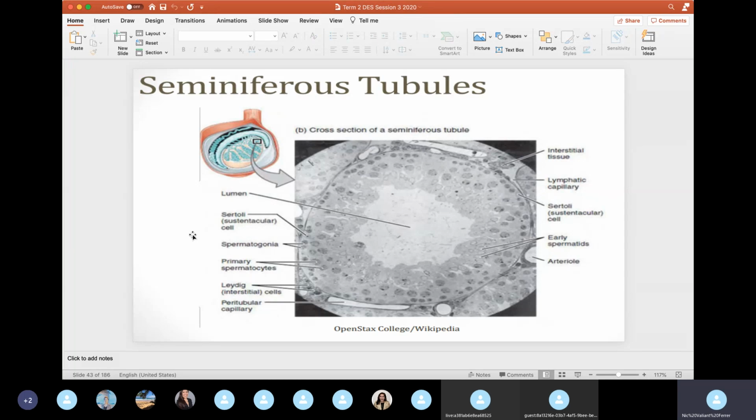Now this is like a cross section of your seminiferous tubules. Here you can see your Sertoli cells, right? They are around your developing spermatids. Where are the Leydig cells? Are they inside the tubule? No, they are outside the tubule, actually. The Leydig cells are your interstitial cells. They are between your seminiferous tubules. What is inside the tubule? Sertoli cells and the developing sperm. What is outside the seminiferous tubule? You have the Leydig, your interstitial cells.